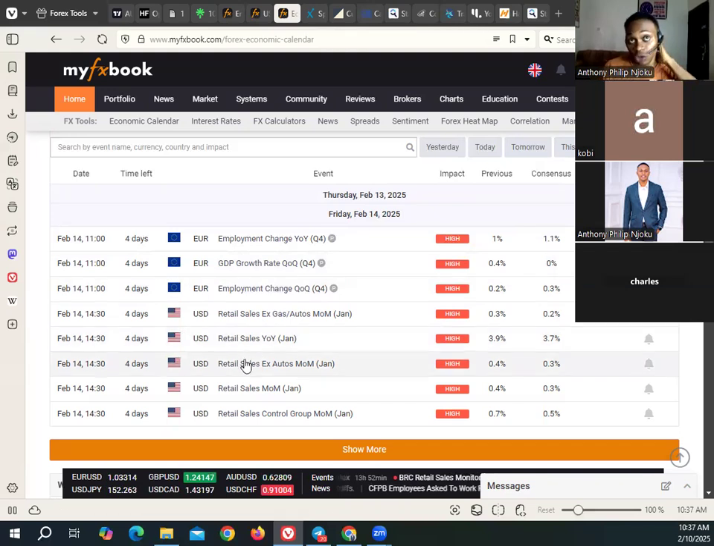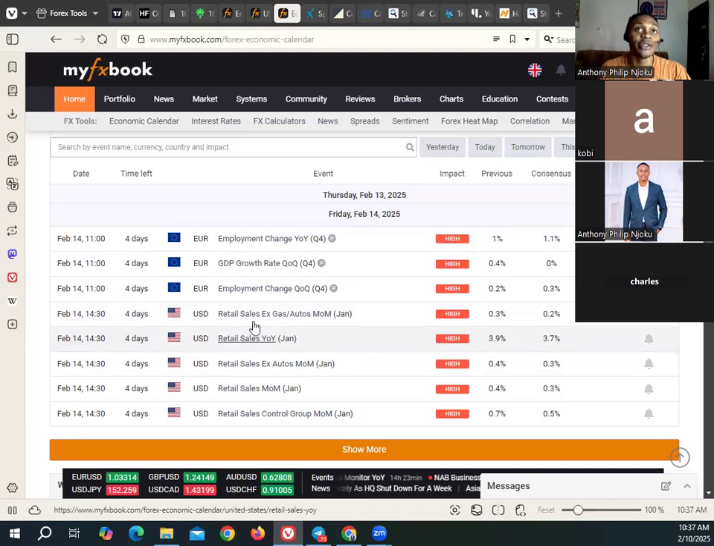Then to wrap up the week on New York session, we have retail sales for the dollar: retail sales year over year, retail sales ex gas, retail sales ex autos, retail sales month over month, retail sales control group month over month. You all know what retail sales means. It has to do with the retail stores. Are they making sales? If they are making sales, the businesses are making profit. If the business is making profit, the business will sustain, pay salaries to workers, and the economy will be working fine. But if they are not making sales, the business will not sustain, they will not be able to pay salaries, and then the economy will be bad. So we want the retail sales to be high.